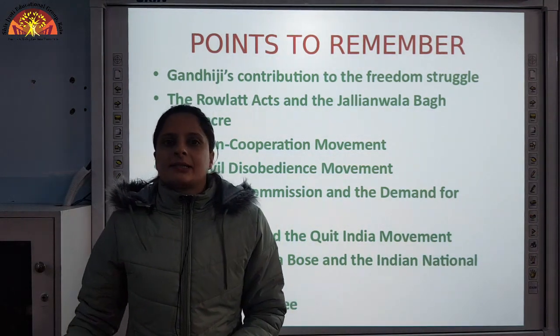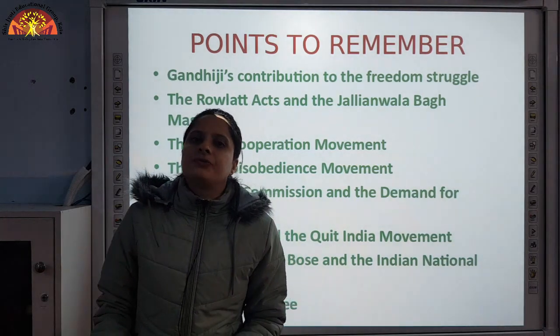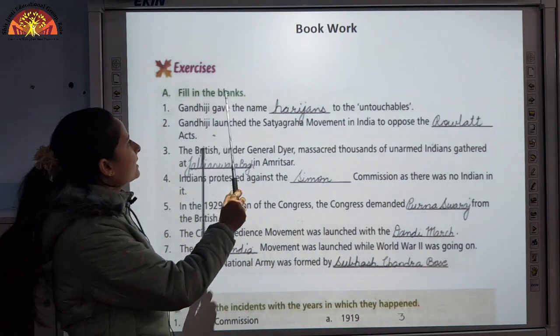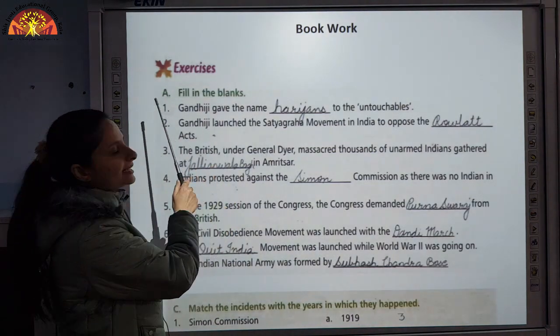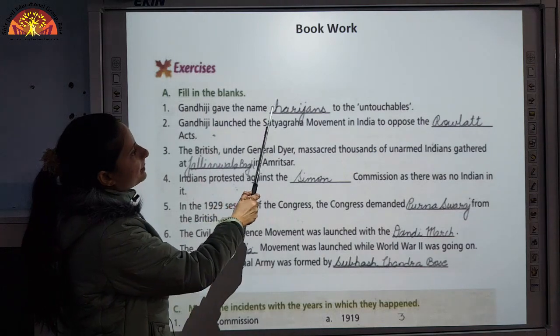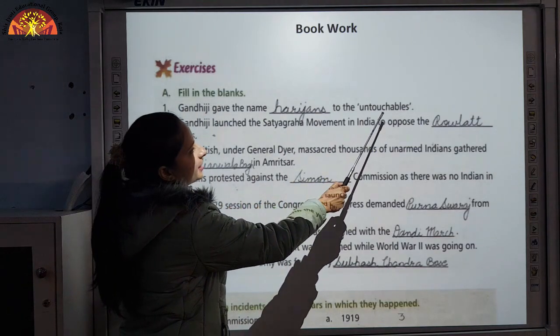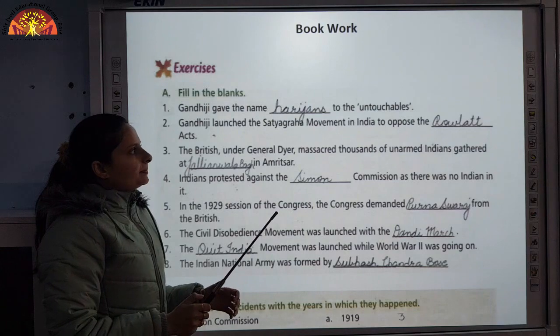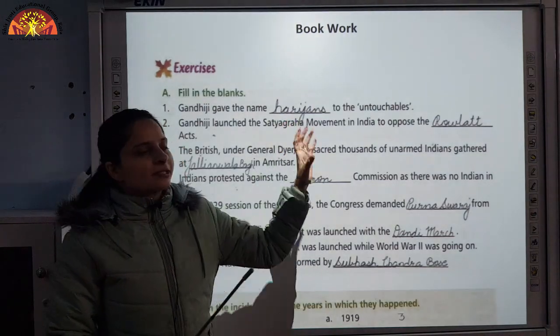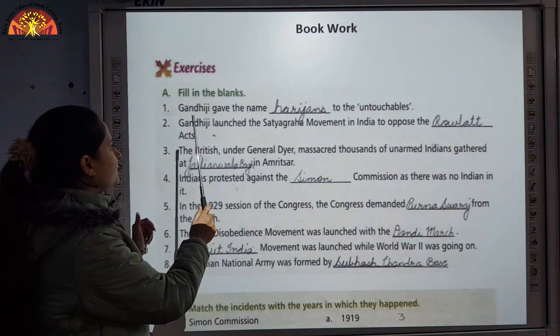Now I will be discussing the book and the copy work with you all. Let's start with the book work, children. Exercise A, fill in the blanks. Gandhiji gave the name Harijans to the untouchables. As these people were not considered good, he gave the name Harijans instead of calling them untouchables.